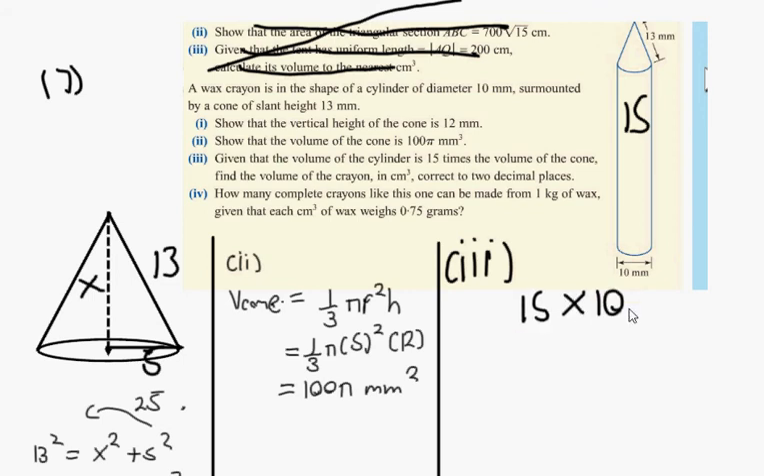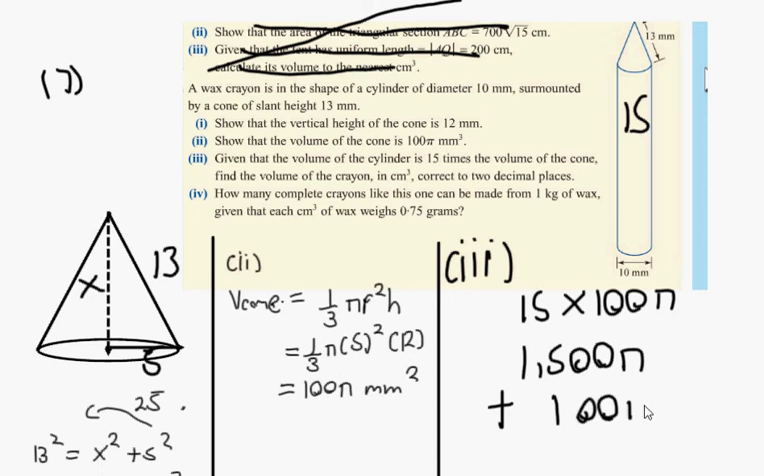Okay, 1,500 pi. Now, it says find the volume of the full crayon. So that means we actually have to add on the cone itself, okay, which is 100 pi. Okay, 100 pi, and that's going to get me 1,600 pi. Now there's two problems here, okay. The first problem is it's in millimeters squared, and the second problem is it's in pi.